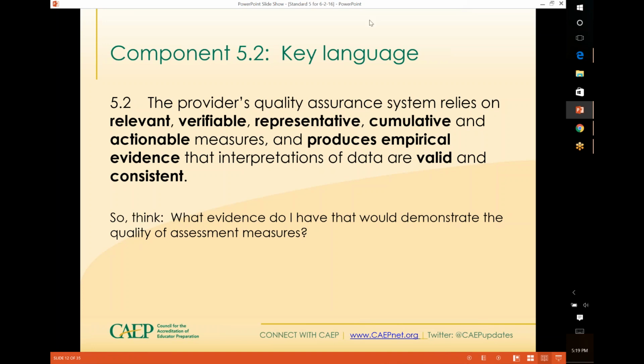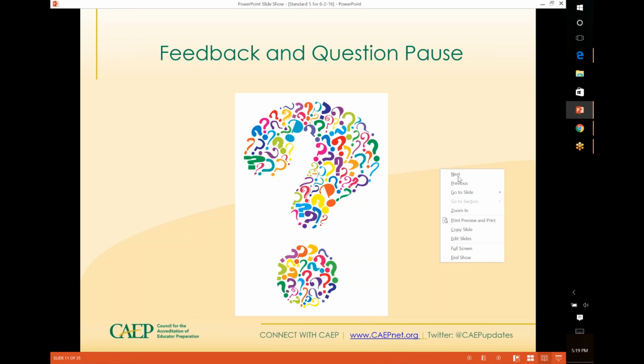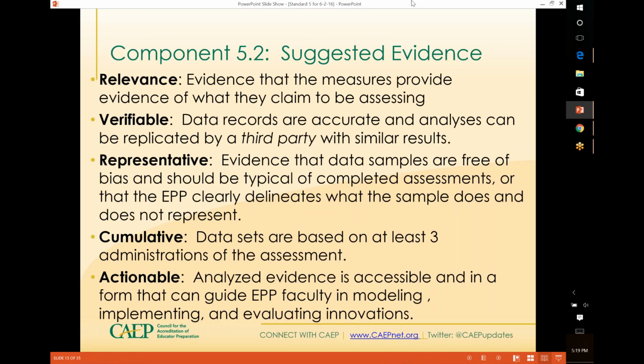I'm going to dig into what CAEP means by each of these terms, relevant, verifiable, representative, etc., on the very next slide, if I would push next instead of previous. There we go. Okay, so what does relevant mean? It means that there's evidence that the measures provide evidence of what they claim to be assessing. So they're relevant to what the candidates are being assessed on. For example, if they're in student teaching, then surely what's going to be relevant is how well they can actually implement, apply what they've learned in your programs.